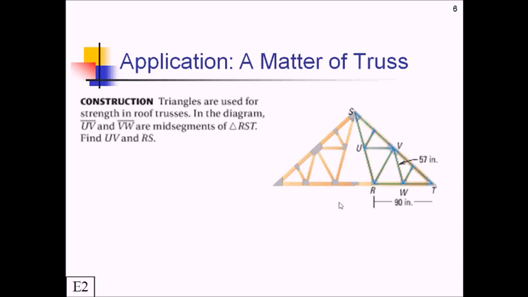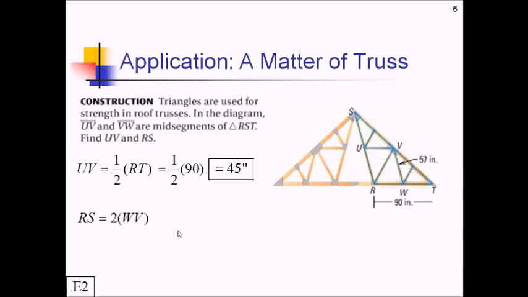Okay, let's find UV. Since it's a midsegment, that means it's half of third side RT. And since RT is 90, that means UV is going to be half of that, 45. And that's inches. Let's find RS now. Since VW is a midsegment, that means RS is going to be twice whatever VW is. So that's going to be twice 57, which gives us 114 inches.